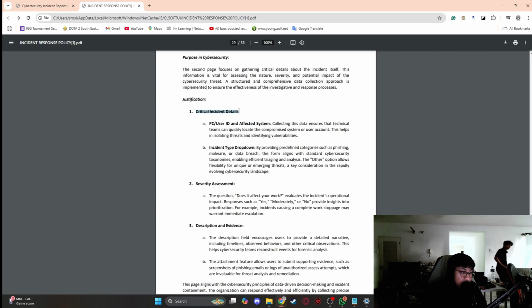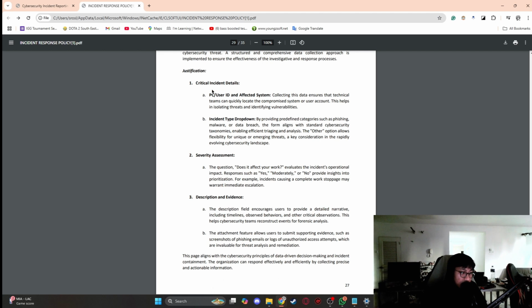Okay, critical incident details. PC user ID and affected system. Collecting this data ensures that technical teams can quickly locate the compromised system or user account. This helps in isolating threats and identifying vulnerabilities. And also the incident type dropdown.